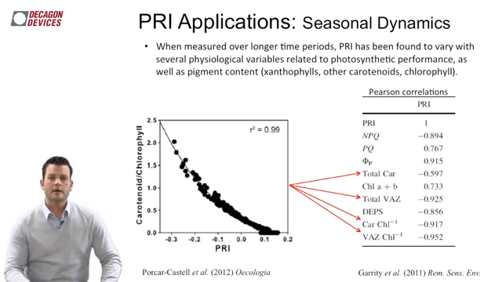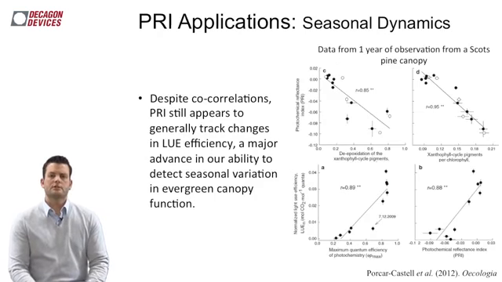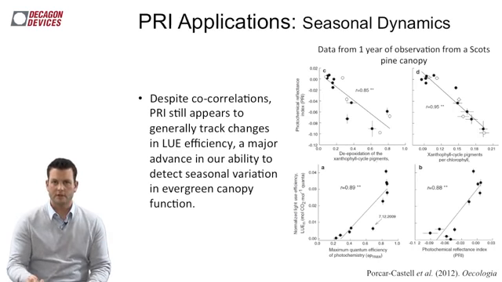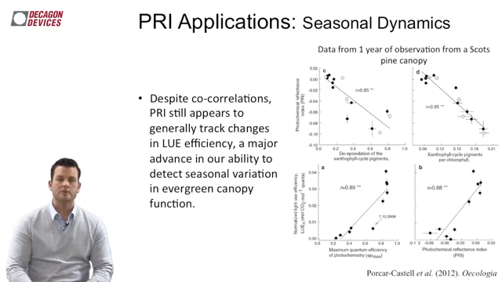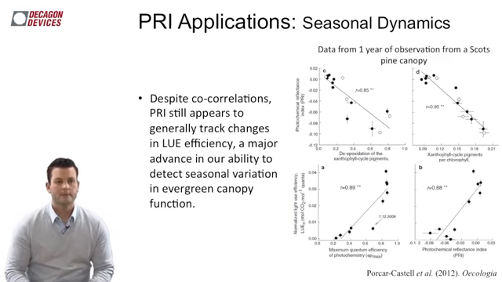At the same time, going on to the next slide, even though there is all of this co-correlation going on, as can be seen in all of these figures and the previous table, if you look in the bottom right-hand corner, they're still showing that PRI can be used over these long time periods to estimate trends in light use efficiency.